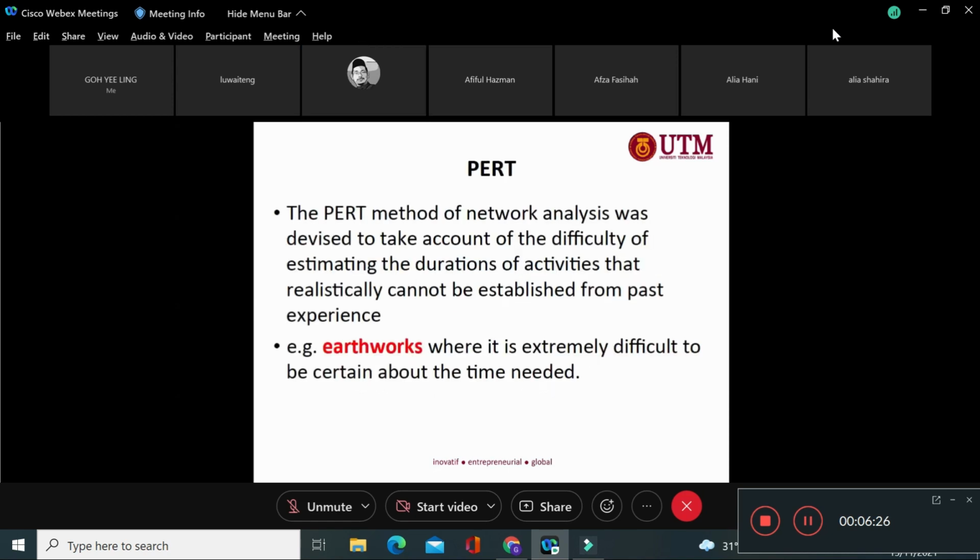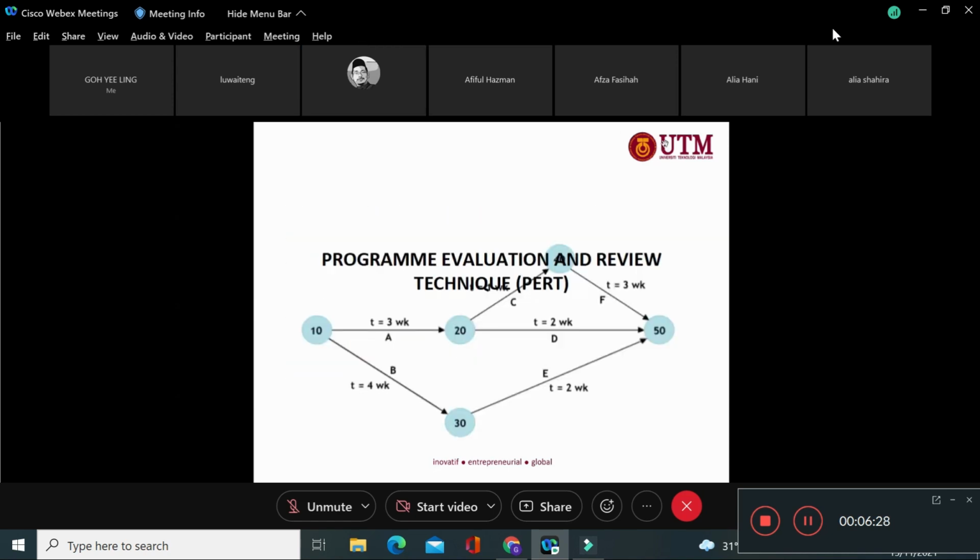Okay, alright. Which is easier for us to draw the CPM, from the front or from the back? So basically, you start with the front. Anything starts from the left side, the left-hand side.